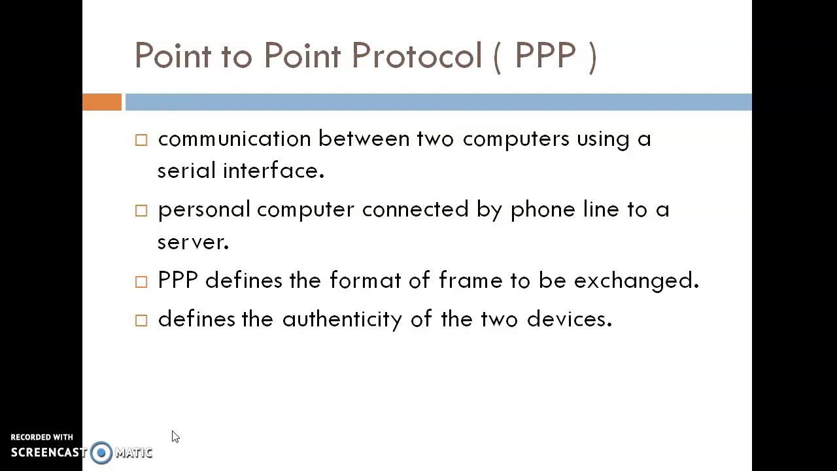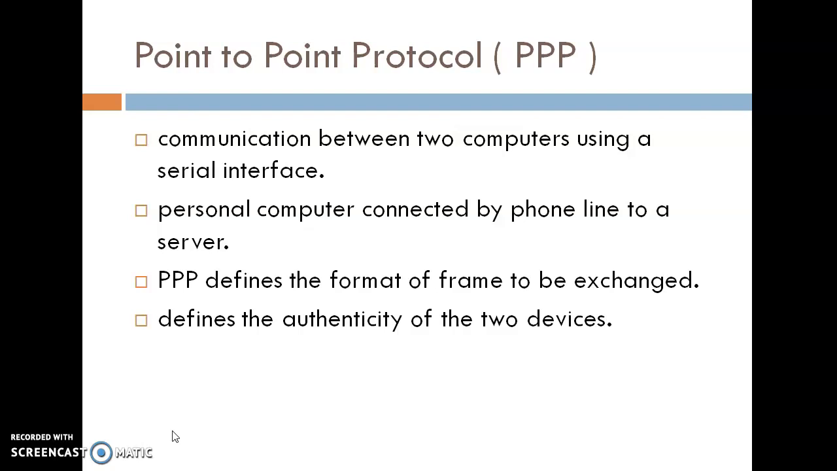In turn, the router will connect the line to the internet service provider. So when you want an internet connection, this is the serial interface that you will have to connect from your computer to the modem, from the modem to the router, and from the router to the internet service provider. And then in turn, your internet service provider will connect you to the internet. This is the example that I've given: a personal computer connected by the phone line to the server. Here the server is the one that provides you the internet service.